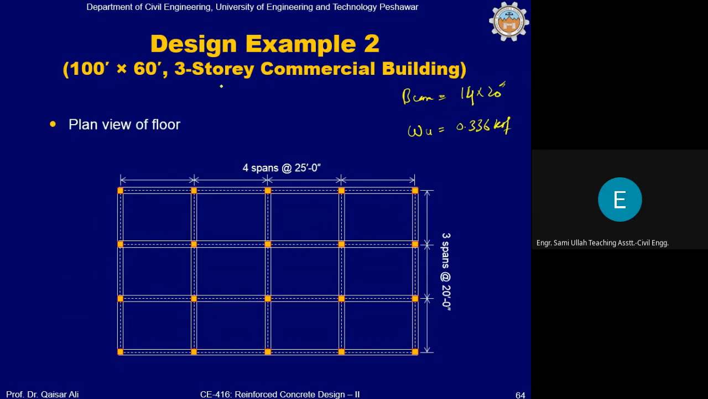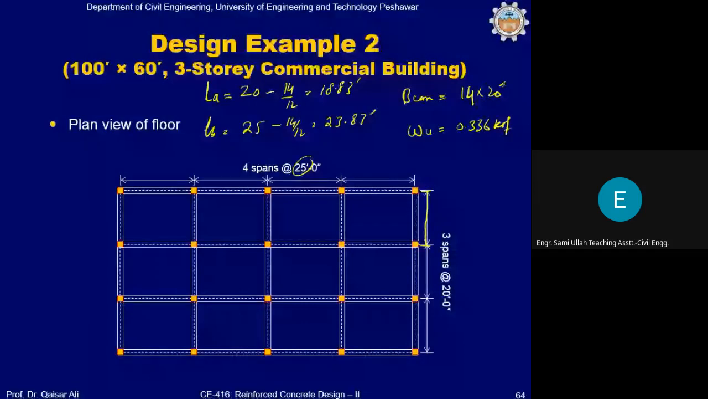Now from this you can calculate the clear length along the shorter direction, which will be equal to LA, the center to center length given here, it is 20 feet. So 20 minus width of the beam, 18 by 12, it is coming 18.83 feet. And LB is equal to 25 center to center minus 14 by 12. So 23.83 feet.